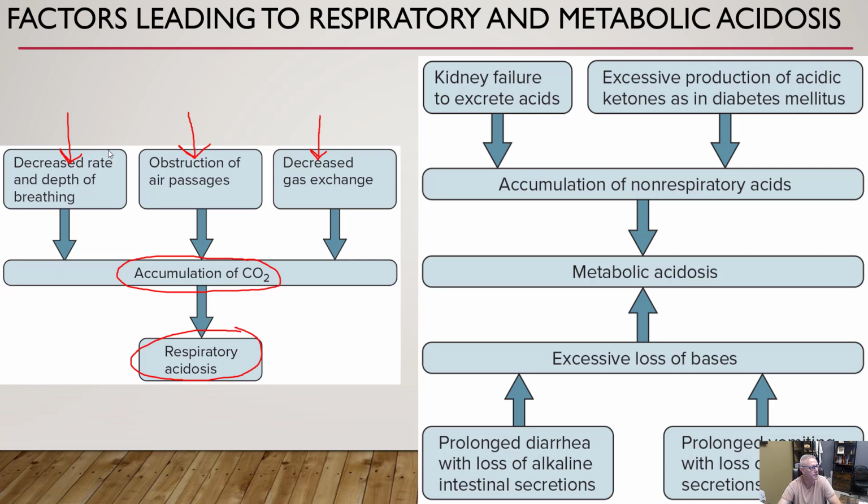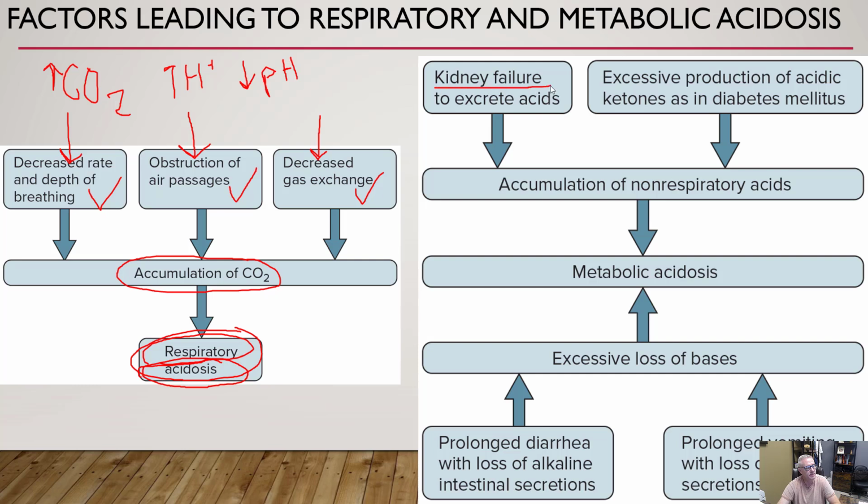So with all of these conditions, we're unable to blow off our carbon dioxide. So here we have an increased carbon dioxide level, which means we have an increased hydrogen ion concentration, which means we have a decrease in our pH. So decreased pH is our acidosis portion. This is a respiratory condition. So that's why we say respiratory acidosis.